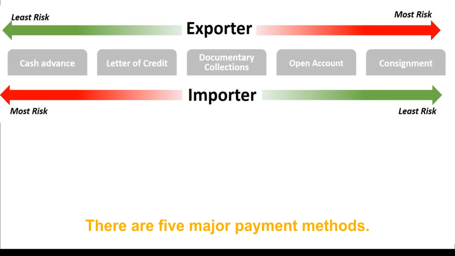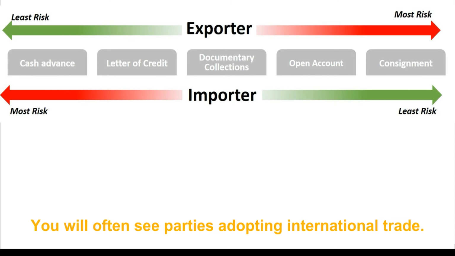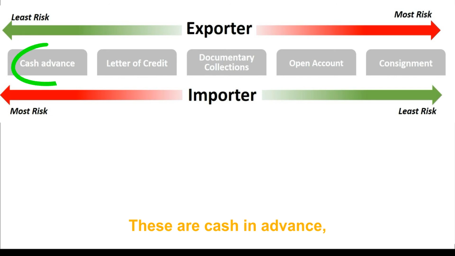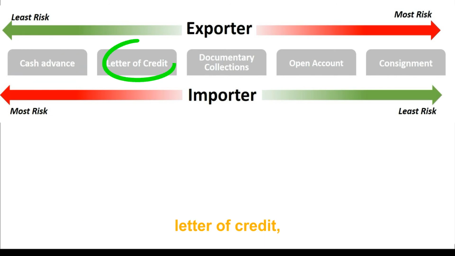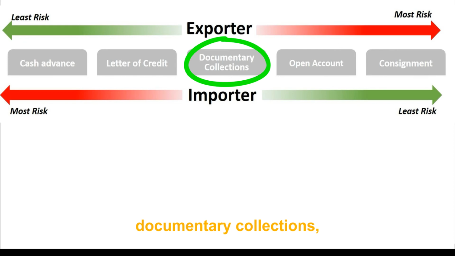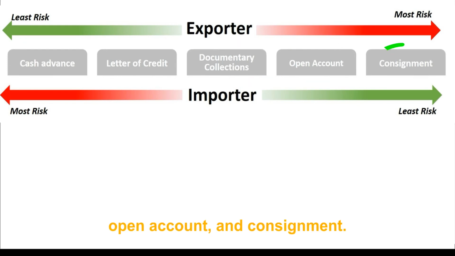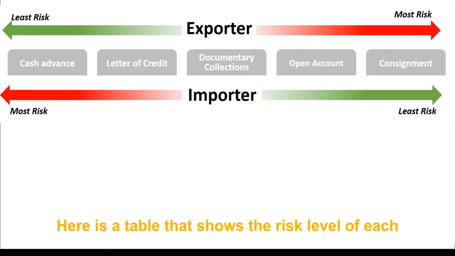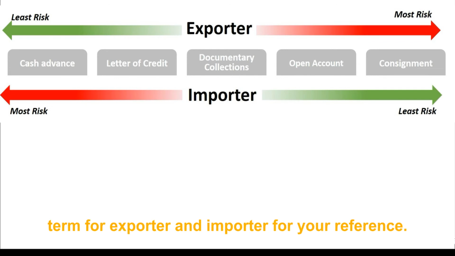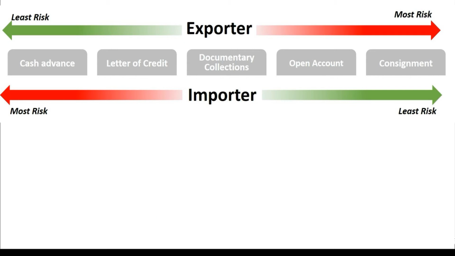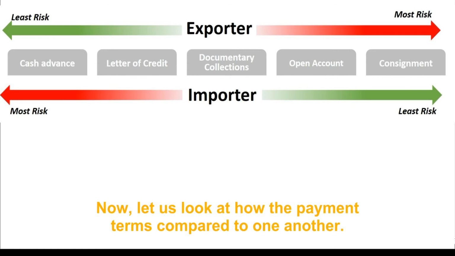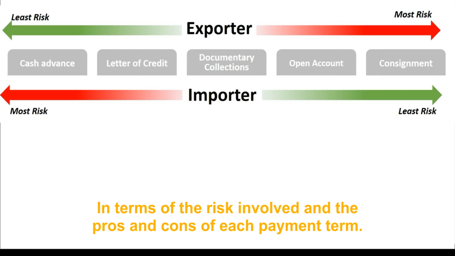There are 5 major payment methods you will often see parties adopting in international trade. These are cash in advance, letter of credit, documentary collections, open account, and consignment. Here is a table that shows the risk level of each term for exporter and importer for your reference. Now, let us look at how the payment terms compare to one another in terms of the risk involved and the pros and cons of each payment term.